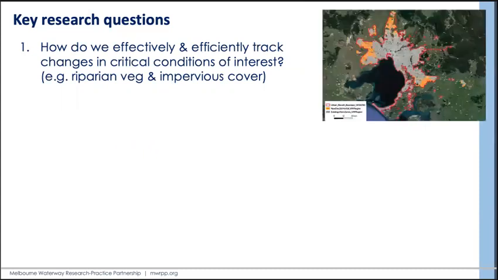This image shows the areas of expected future urban growth in Greater Melbourne in orange, but the urban growth will occur at different rates in different locations, and we don't know exactly how it will unfold on the ground. Tracking changes in critical conditions like vegetation cover and impervious cover like this will require the development of specific methods for estimation.